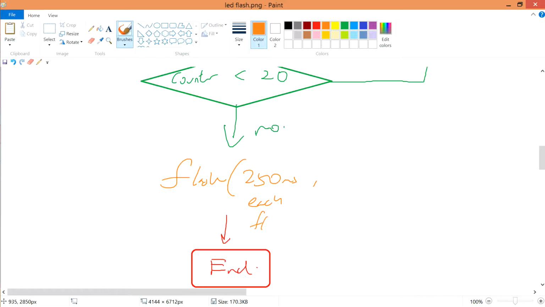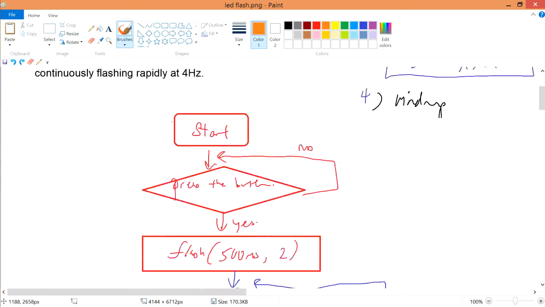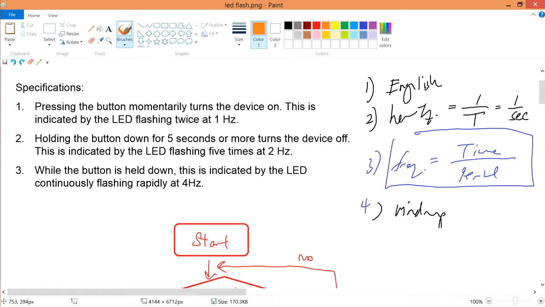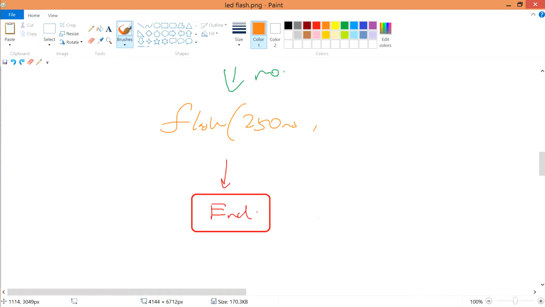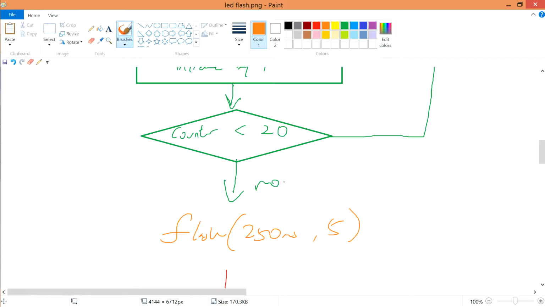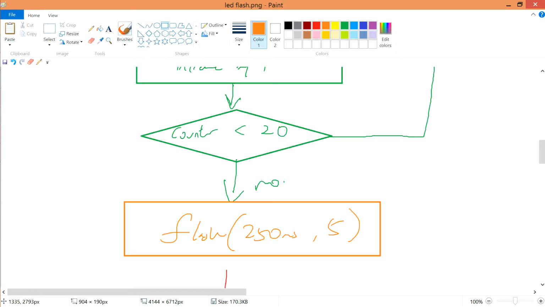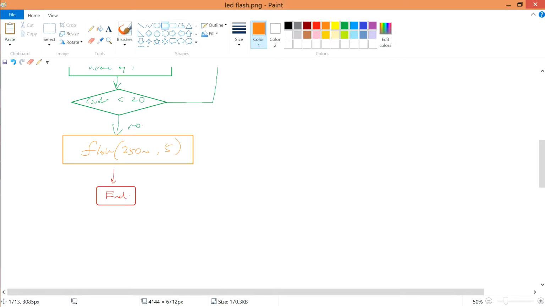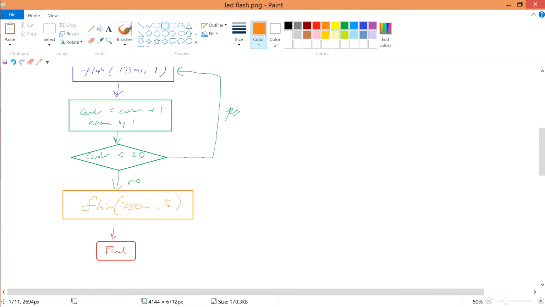For each flash, so to speak. And then you flash for how many times? It tells us how many times we need to flash. They tell us to flash 5 times, so I'll just write 5 times, and I'll put it over here. So this is it for the end.